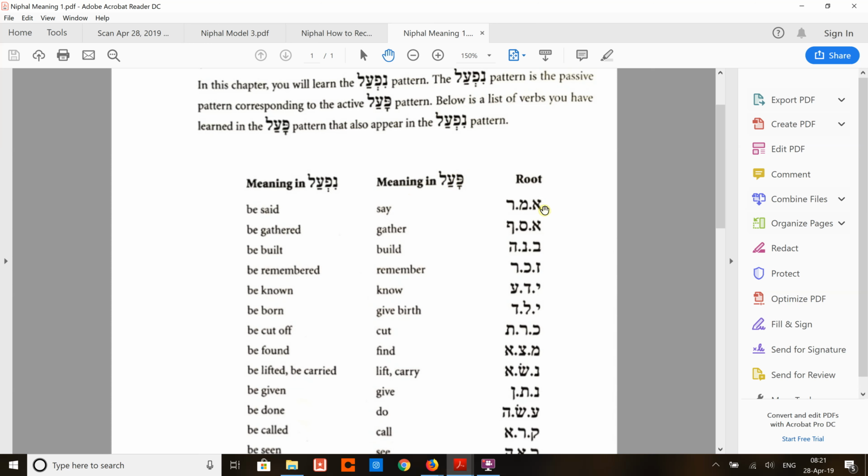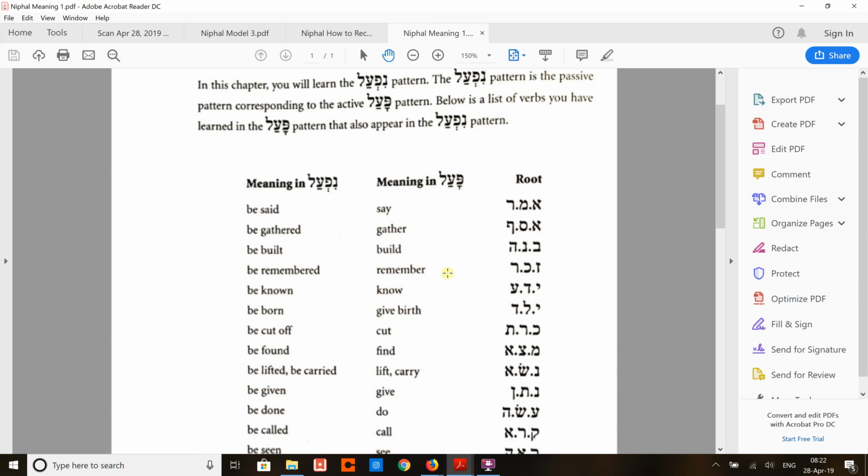So amar, this is a word that we've encountered quite a bit. It has to do with saying something. In the pa'al, it just means say. So amar would be he said. Now, what happens when you put it in the nif'al, nemar? It means to be said. So something was said or something like that. Or asaf. This is a word that means to gather. In the pa'al, he gathered. What happens when you put it in the nif'al? Be gathered, or they were gathered. So we were gathered, you were gathered. Again, it has to do with passivity. So the nif'al is a whole stem dedicated to passive verbs.